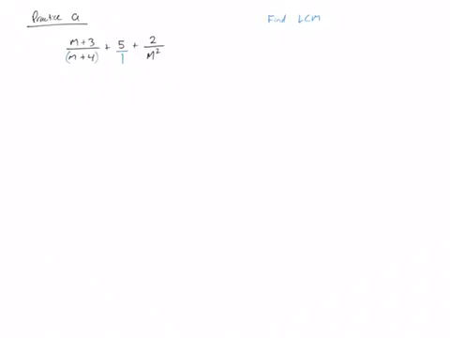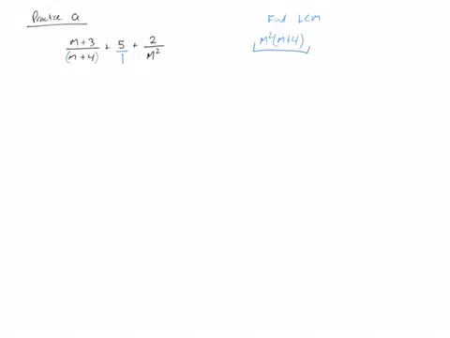Now notice there are no parts in each of those that they have in common. So my least common multiple is just going to be if we multiply all three of those together. M squared times m plus 4 times 1, which is just going to be the same thing. So this is what I want my denominator to be. So now I just have to make all of them do that.